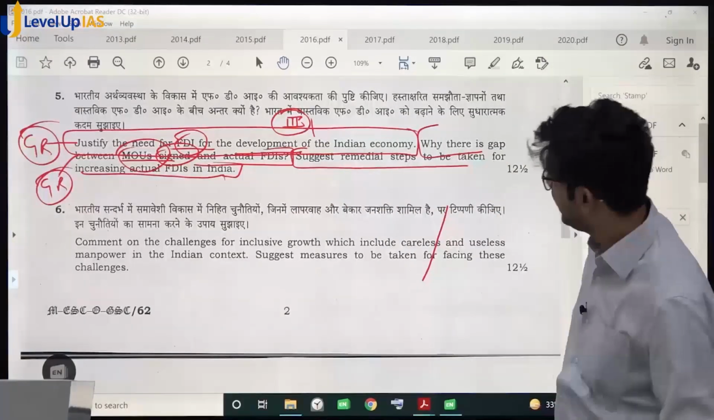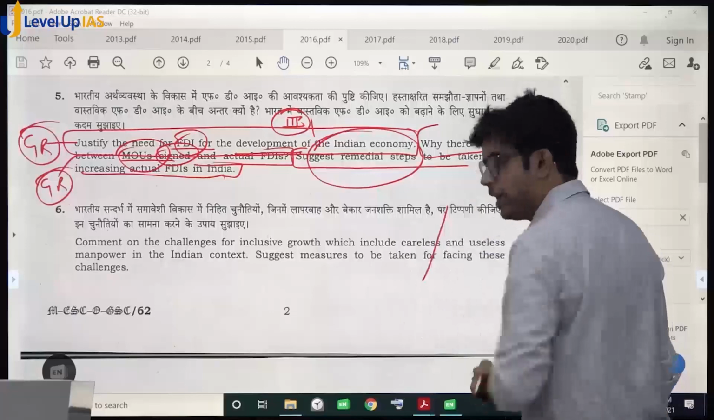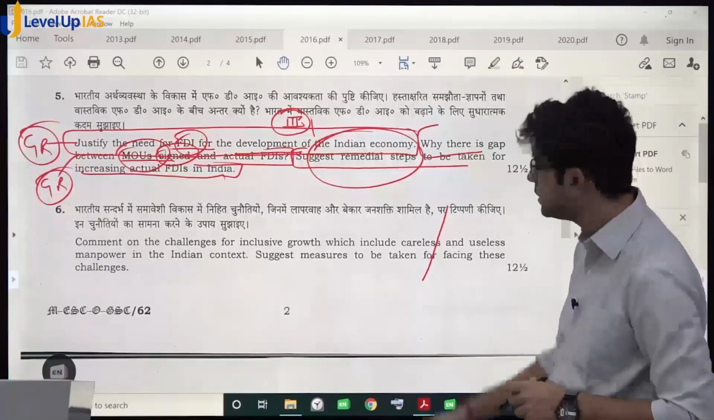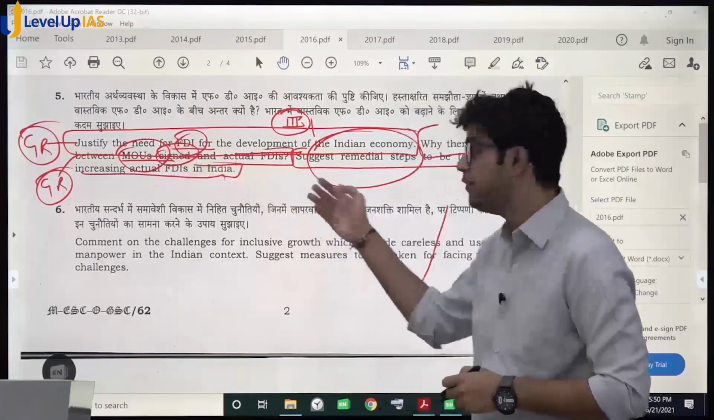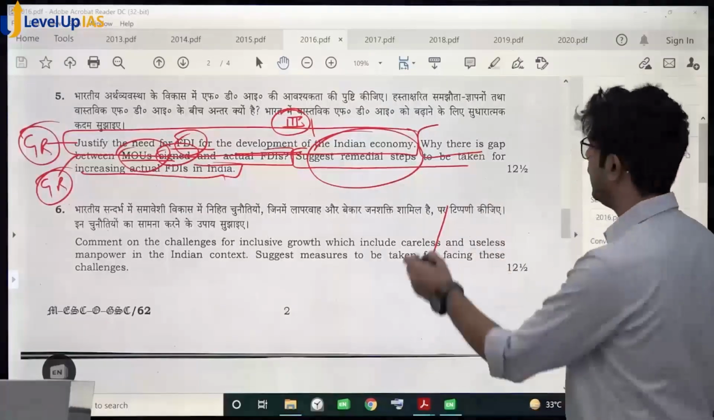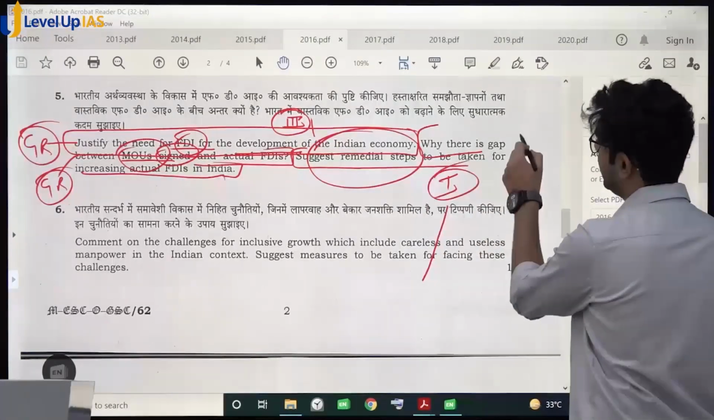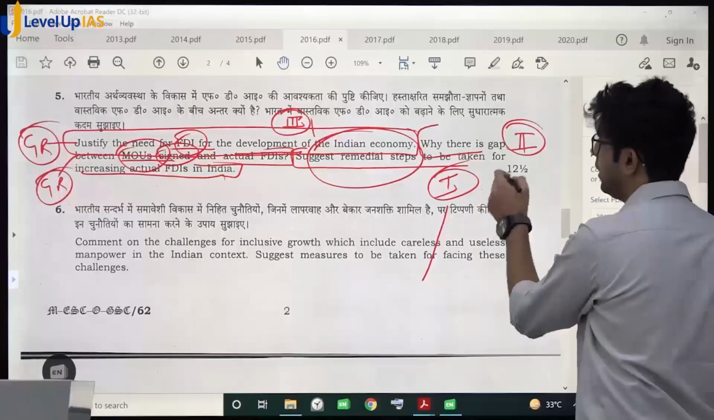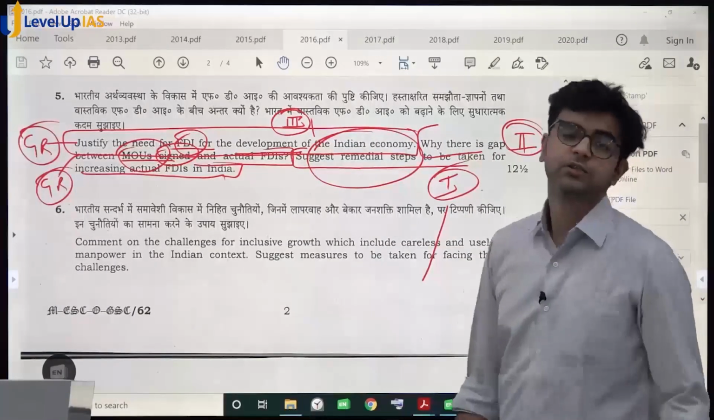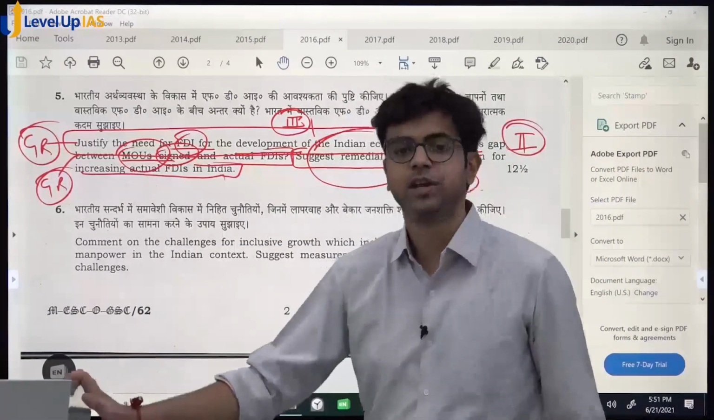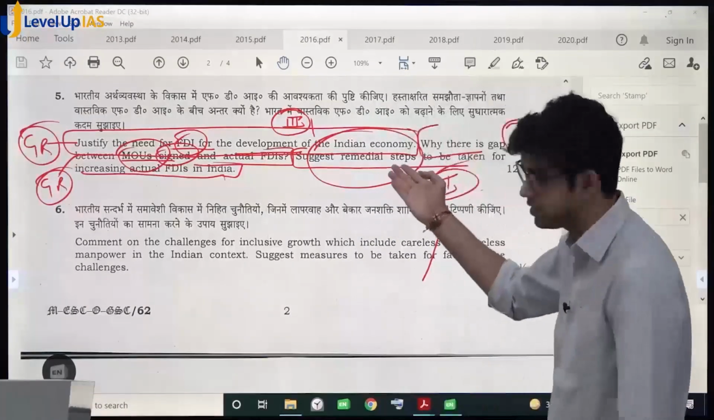Suggest remedial steps. Again, this is the most forward looking. This is the most important part, because even if you know the reason, if you don't know the remedial steps, what will happen? So, we'll allocate first priority to the third part. Second part will get second priority, and accordingly marks would be distributed. So accordingly space should be distributed in your answer. Please give more space to the suggested remedial measures.